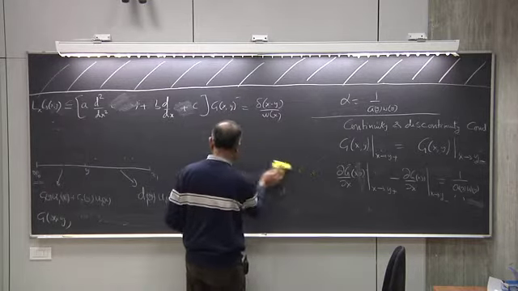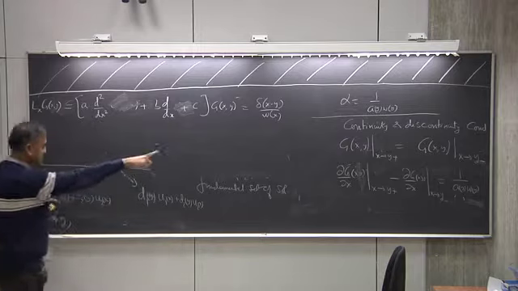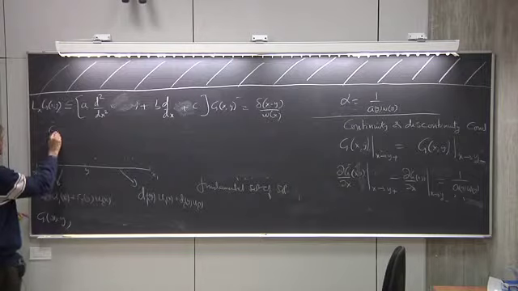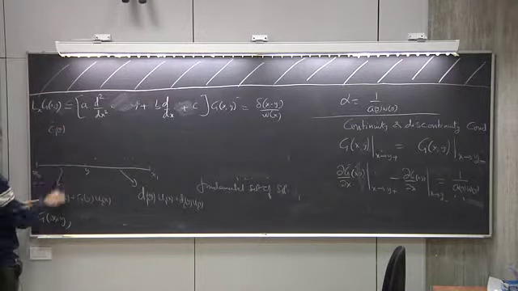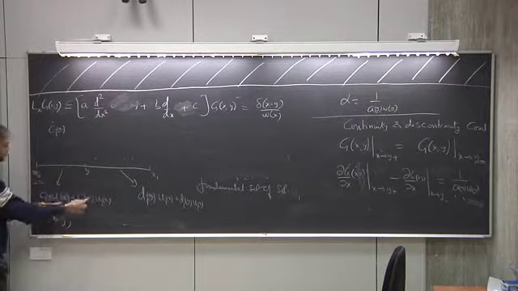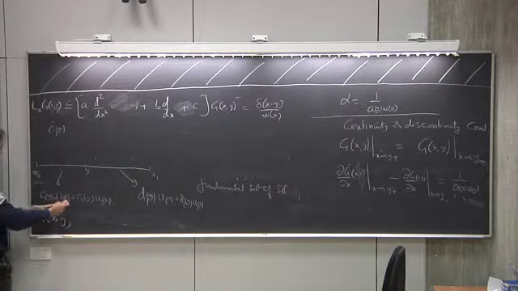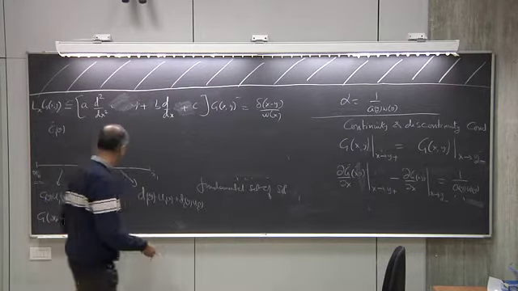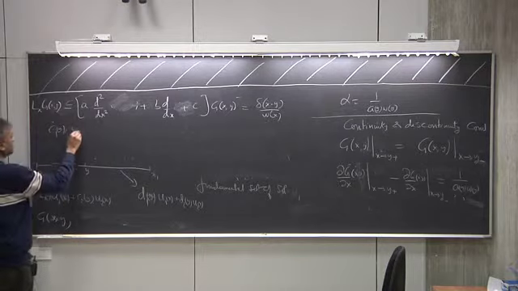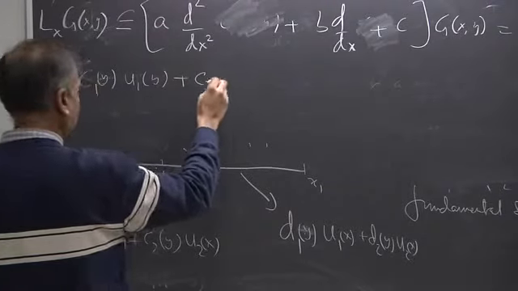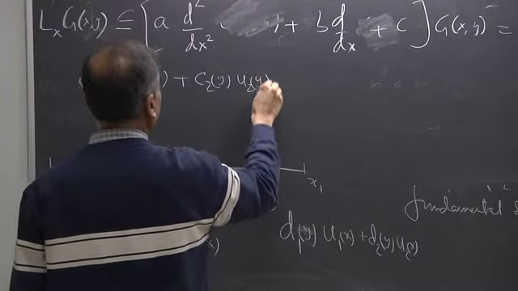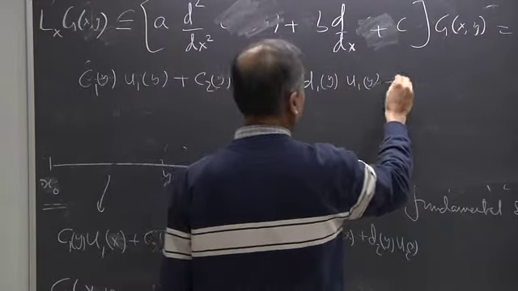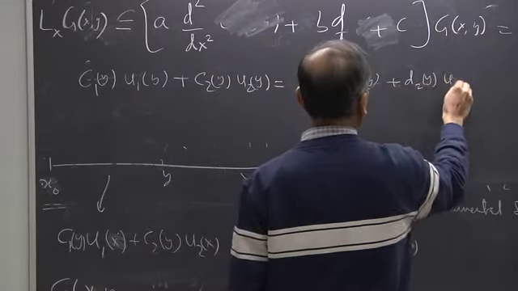So let's plug it into the first equation. What we are seeing is that the first equation says c1(y) u1... now at x equal to y, u1 and u2 are continuous functions, so I don't need to worry about y plus here. I just substitute x equal to y. So c1(y) u1(y) plus c2(y) u2(y) equals d1(y) u1(y) plus d2(y) u2(y).